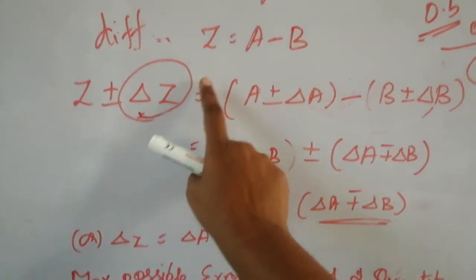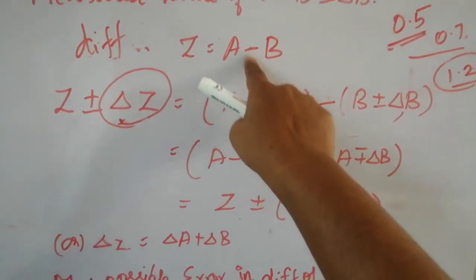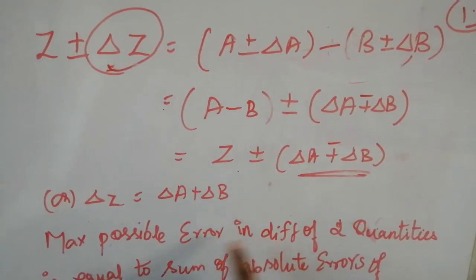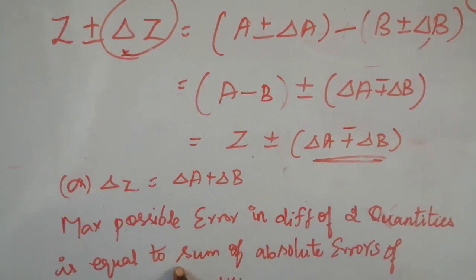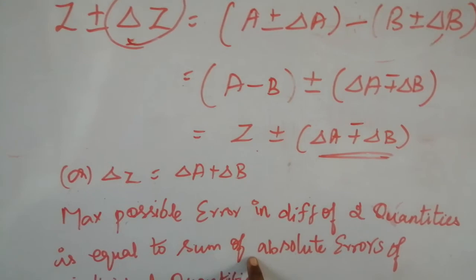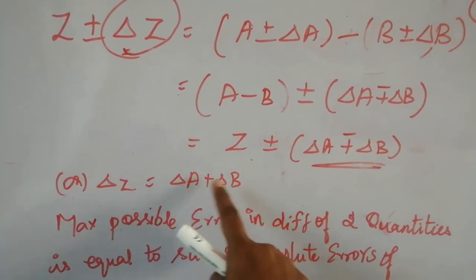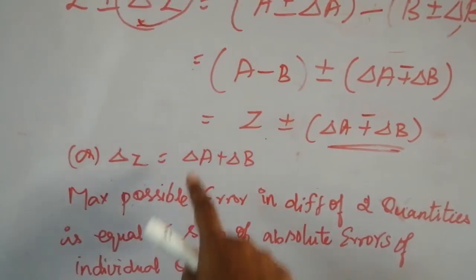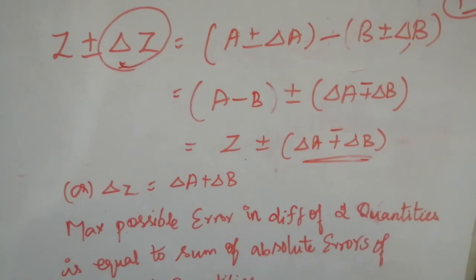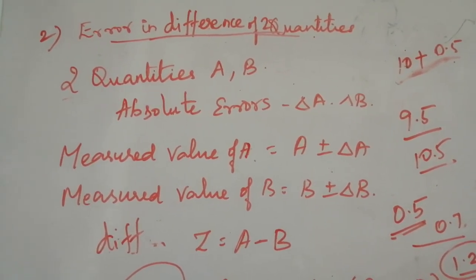Again, write this in words. What is this Z? Z here we consider as the difference of two values. Then del Z is the error in the difference. So the error in the difference is equal to the sum of the absolute error of A and the absolute error of B, that is, the absolute errors of each individual quantity. So this is about propagation of errors in the difference of two quantities.